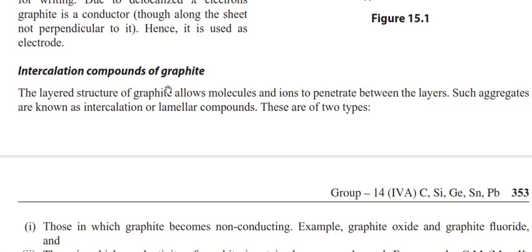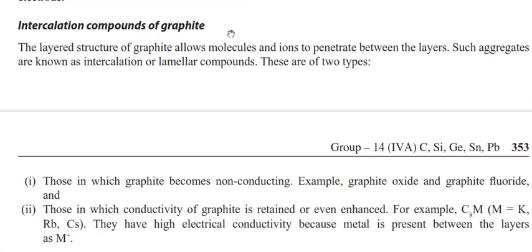Intercalation compounds of graphite. As I mentioned, there is a vast difference between two graphite layers. Some molecules or ions can easily penetrate into the layers, and such aggregates are known as intercalation or lamellar compounds. So these are the two types.